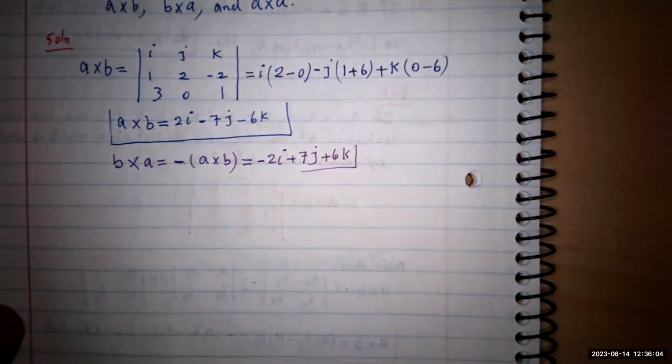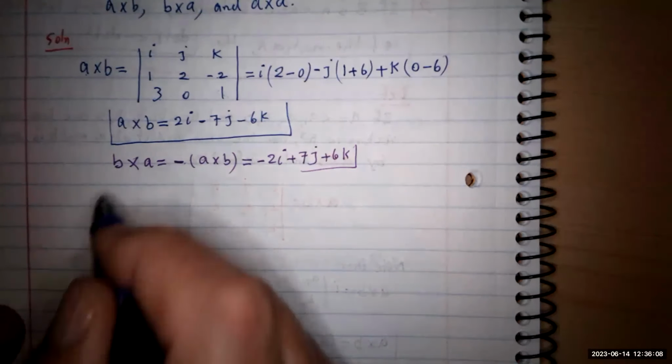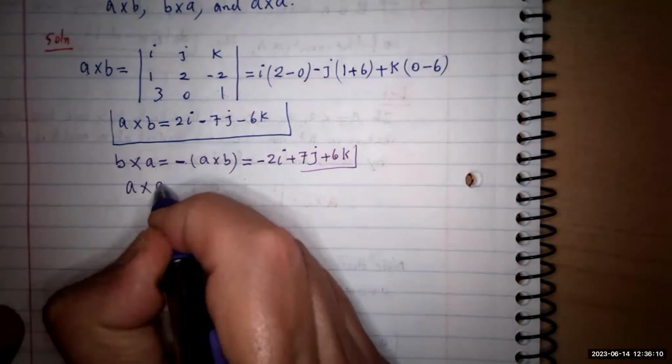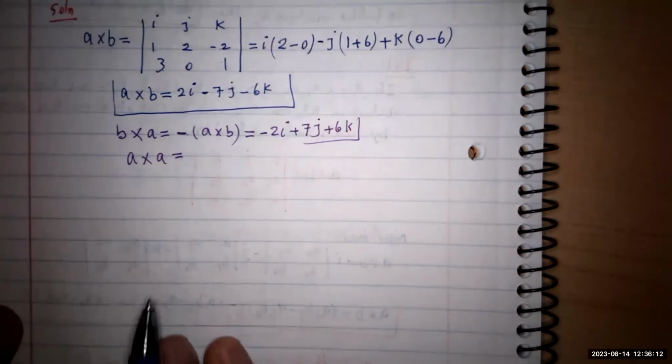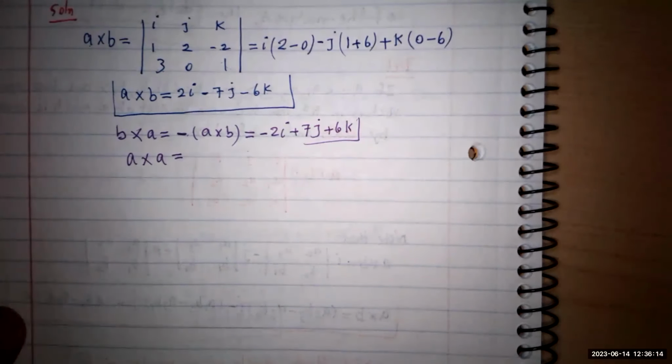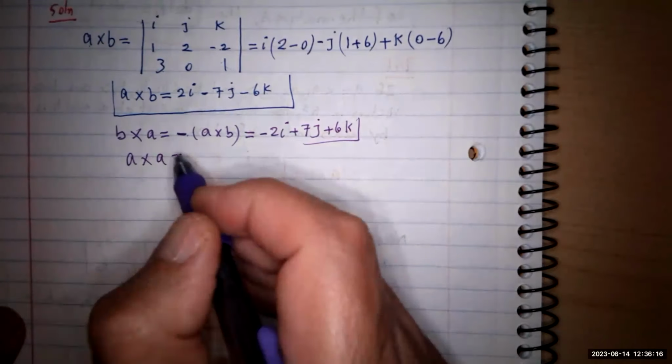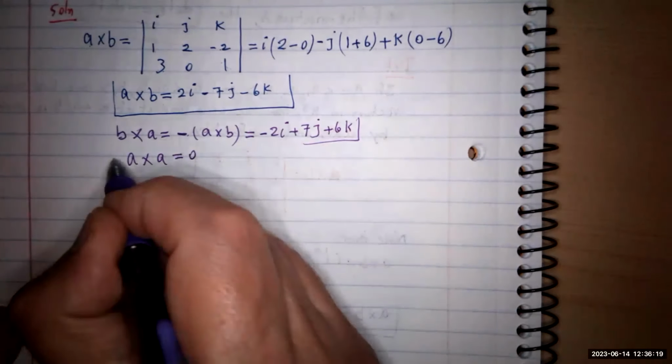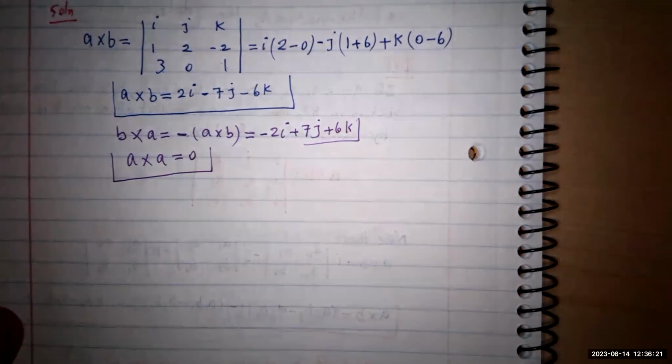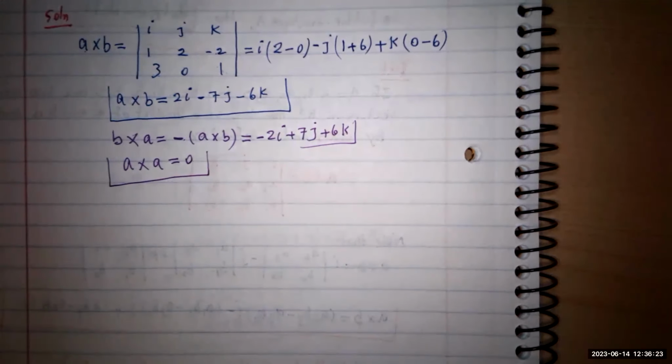Any question? Because you already got the A cross B, that's why we do it. A cross A: you see, you get a matrix with two rows equal to each other. If two rows are equal to the other, the cross product is always 0. So A cross A is 0, and you don't have to find it. Any question? So this is the way you are going to operate with the cross product.